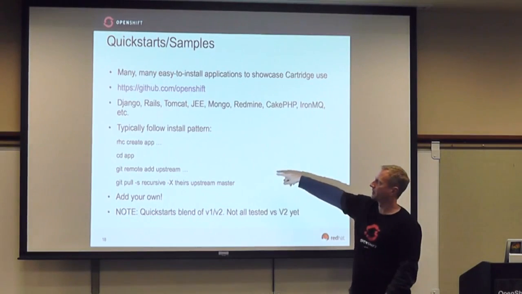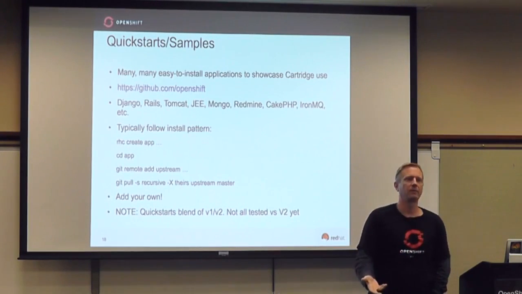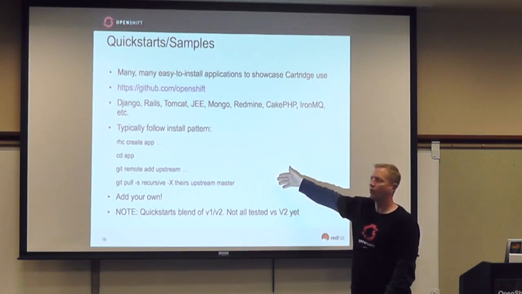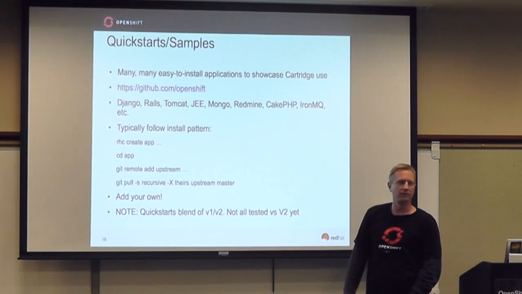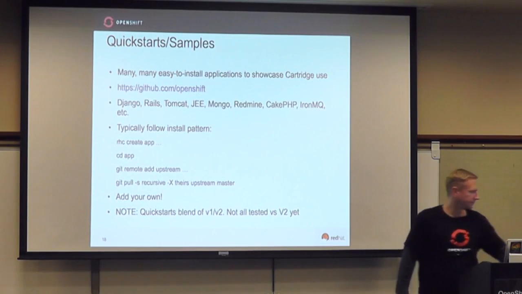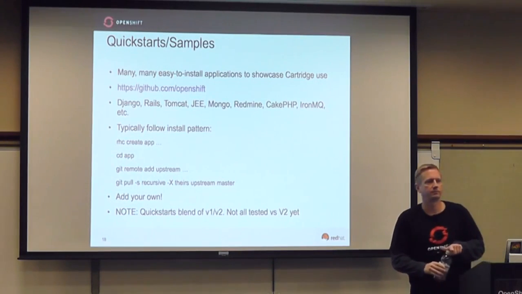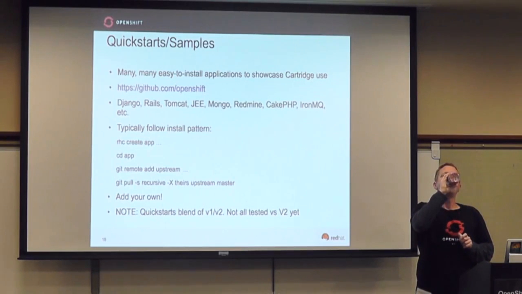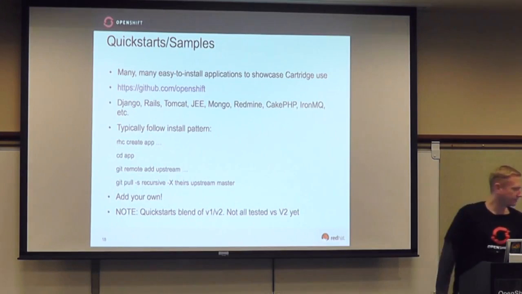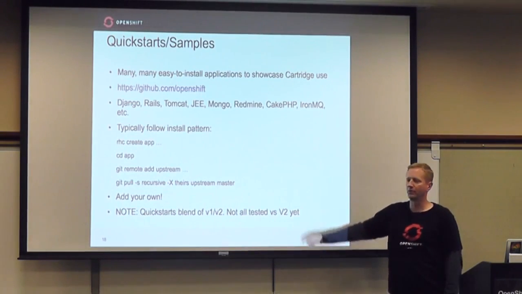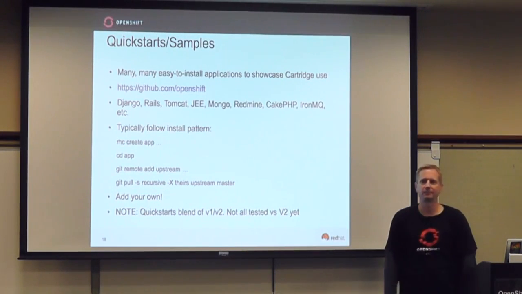And they follow a very typical install pattern. You create the base app, you do a pull from that Git repo, you do a push, and you've got your application. I should mention here, the RHC tools have a new option where you can directly pass in the URL of the GitHub repo, and you don't have to do that anymore. A lot of the quick starts look like that.